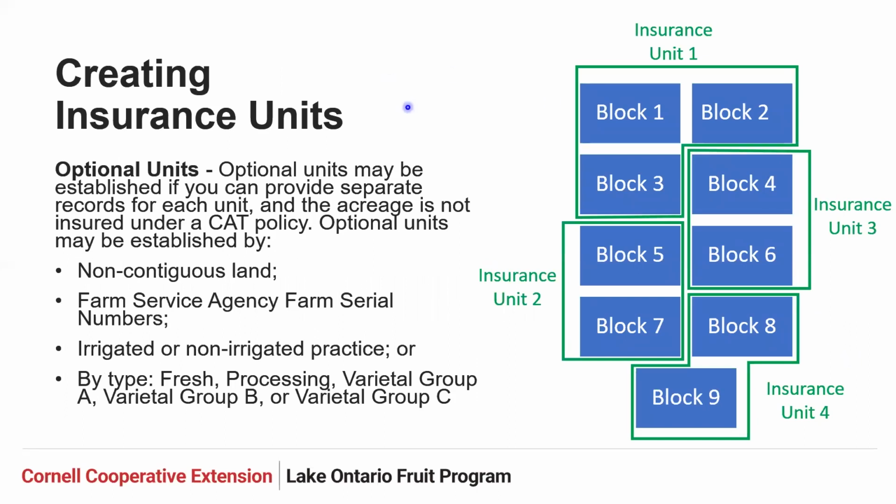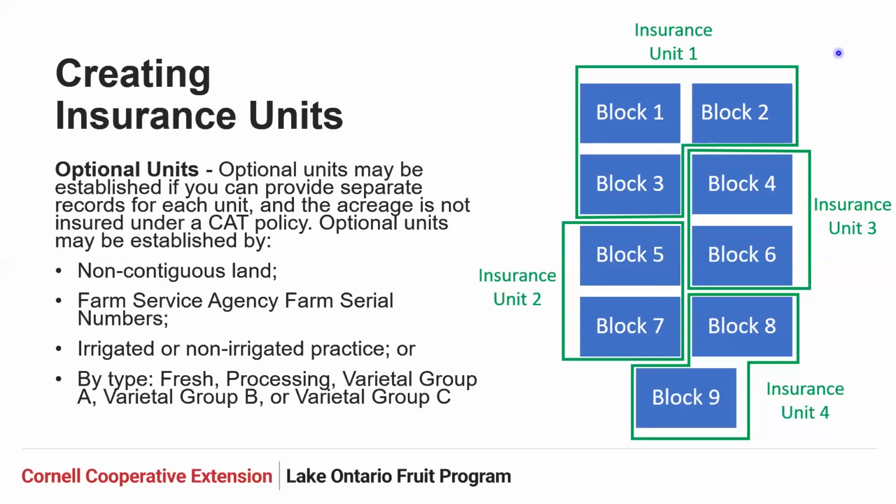Creating insurance units. On the left is the language for the criteria from the regional fact sheet of what constitutes an insurance unit. With your insurance agent, you will group blocks together with similar criteria into insurance units. If you choose to use the varietal group options, you will most likely end up creating more insurance units, and the units will be smaller with fewer blocks.